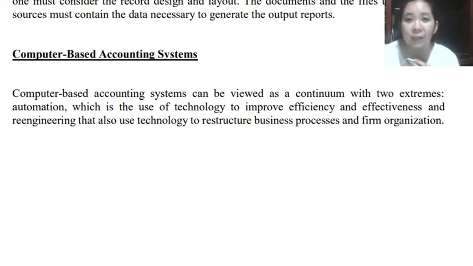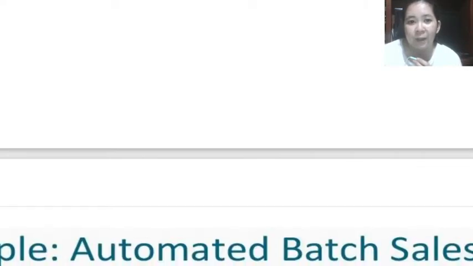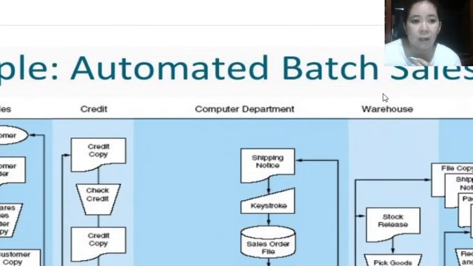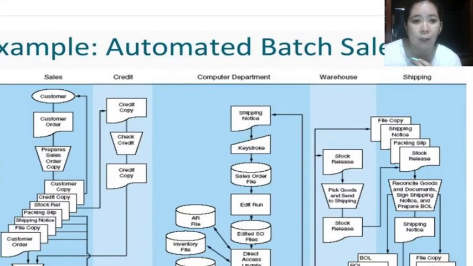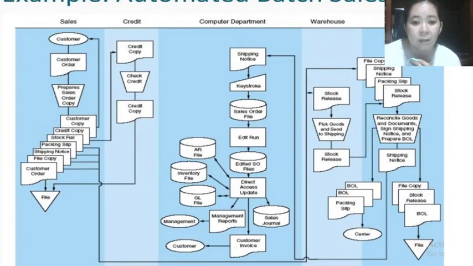Of course, the purpose of this is to improve the efficiency and effectiveness. Okay, and re-engineering, in this case, also uses technology to restructure the business processes. Re-engineering means the entity will recreate a program or a system that will fit their current needs, and later on it can also be changed if it's necessary. Okay, so we have here an example of an automated batch sales.